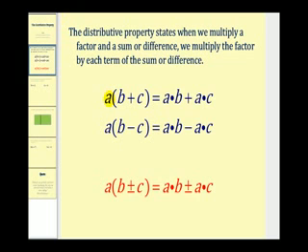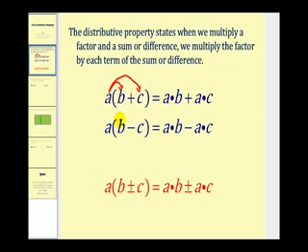So for example, if we have A times the quantity B plus C, we're going to multiply the A and the B and multiply the A and the C. So we'll have A times B plus A times C.